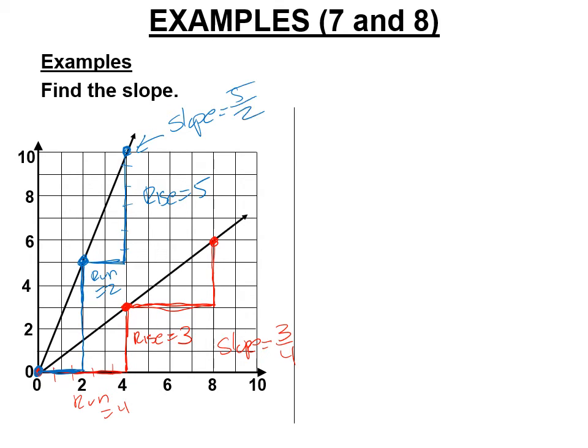We're not going to make that a mixed number. You're going to leave it as 5 halves. And 5 halves is a bigger number than 3/4. Hence that ray points up.